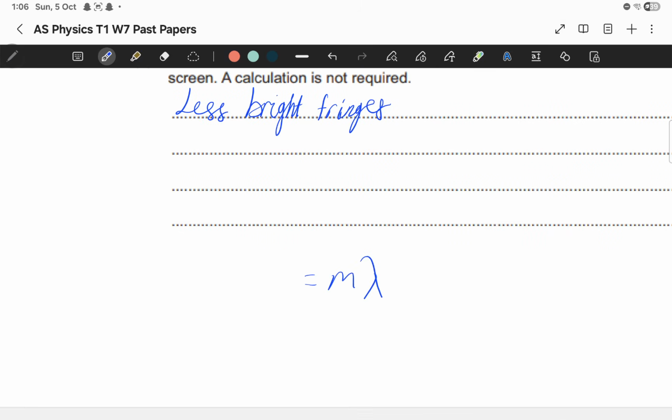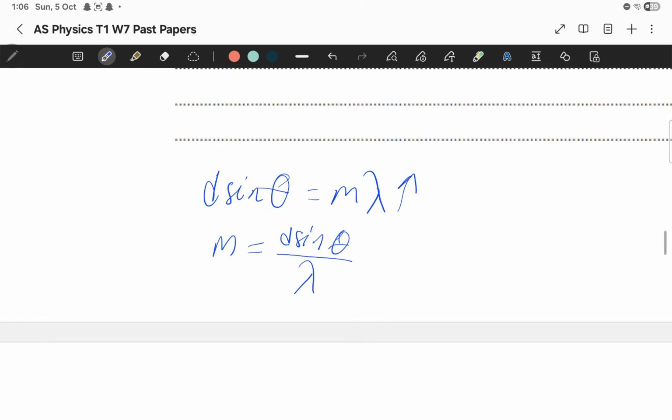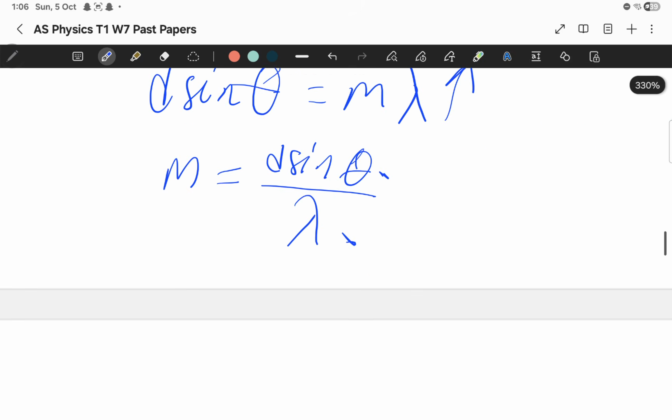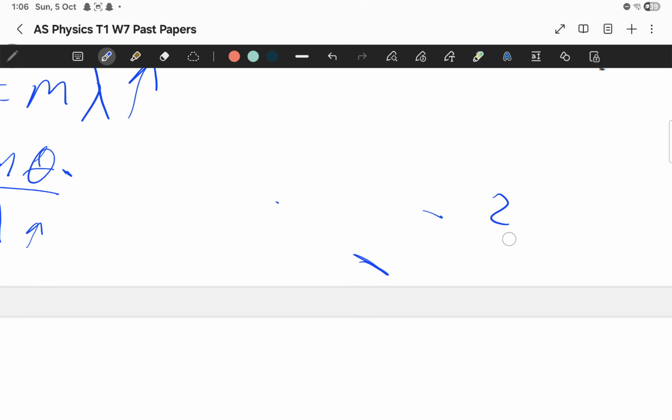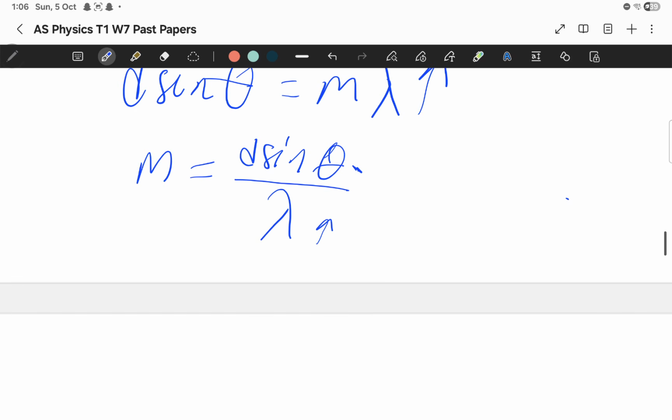Okay, so I'm gonna bring this back, d sine theta. Now if lambda increases, right? So you're gonna have d sine theta with a bigger lambda, right? So the ratio of this to this is gonna be smaller, right? Because for example, 5 over 2, 2.5, right? But 5 over 4, this is, I think, 1.25. Look, if the number here increases, you get a smaller fraction, right? So since it's increased, we're gonna have a smaller value of m.